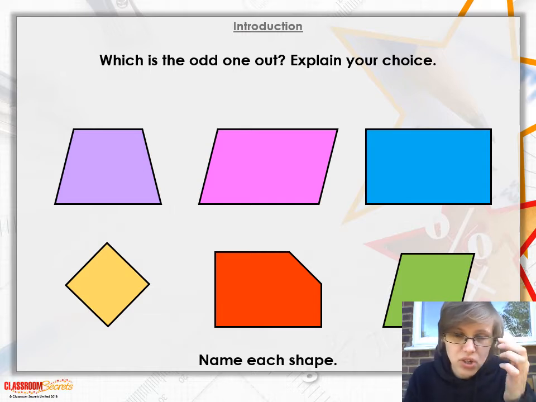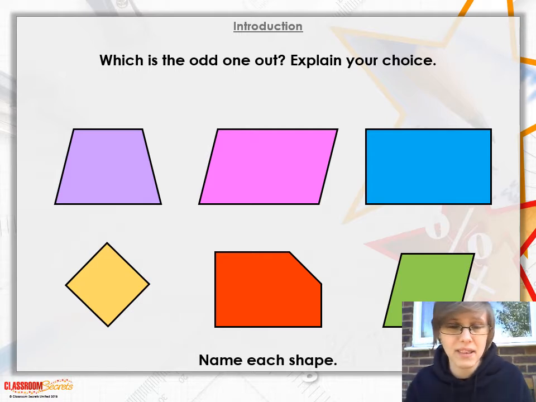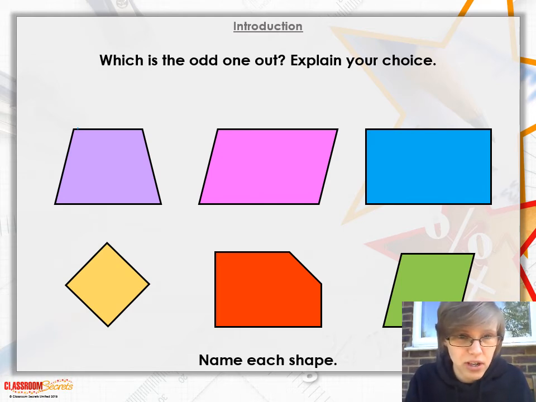This first shape here, it does say name each shape. I'm going to talk you through them because I don't expect you to know all these off the top of your head. There's so many different types. This first shape here is one of my favourite shapes. It's one of my favourite shapes because it is called a trapezium.